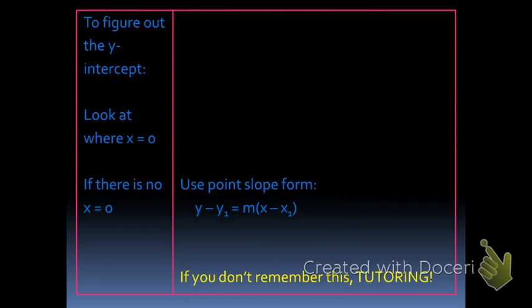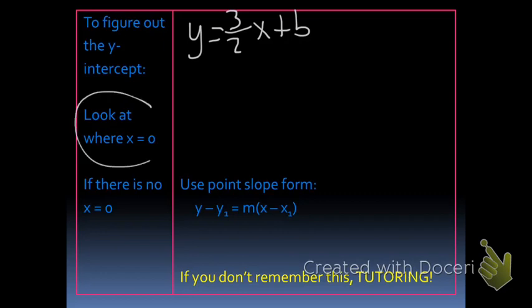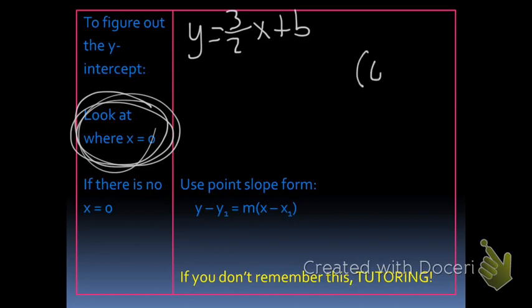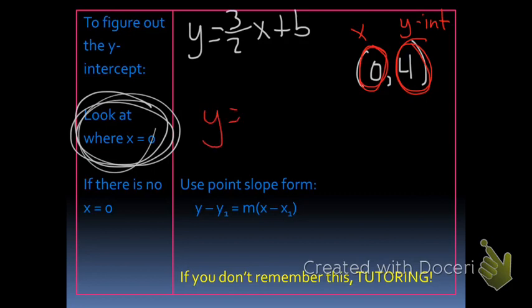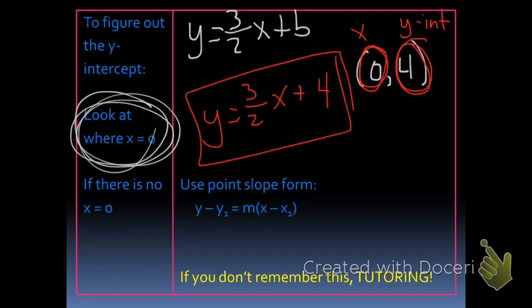As I said already, we have y equals 3 over 2x plus b. Now, to figure out the y-intercept, you look at where the table equals 0. I'm not going to jump back, but if you look, there was the point (0, 4). This point is very important. x equals 0, which means my y-intercept is 4. So then my equation is y equals 3 over 2x plus 4. And there we have it.